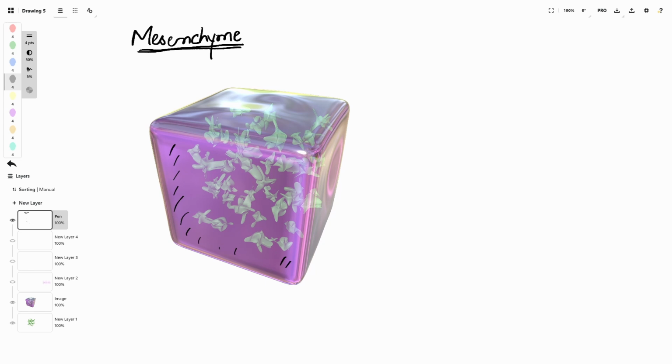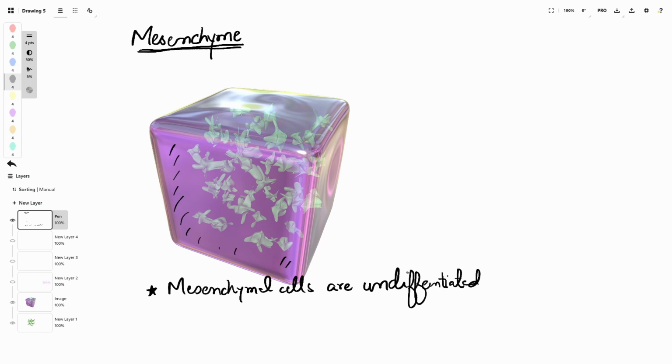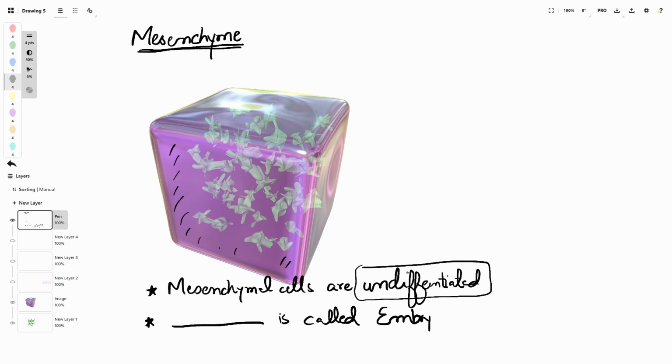Now something important about these mesenchymal cells: they are undifferentiated cells. These are not properly differentiated. Because they are undifferentiated cells, they are also called stem cells, mesenchymal stem cells. They can differentiate and form a different variety of cells, right? And along with that, of course, mesenchyme is called embryonic connective tissue. It's an embryonic connective tissue.